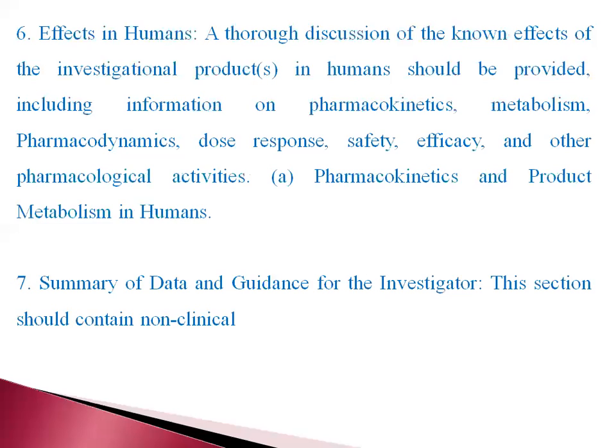Then effects in human. We have seen regarding preclinical. Now, sixth point is for effects in human. That is clinical trial data. A thorough discussion of the known effects of investigational product in humans should be provided, including information on pharmacokinetics, metabolism, pharmacodynamics, dose response, safety, efficacy, and other pharmacological activities. Kinetics and product metabolism in humans. Summary of data and guidance for the investigator.